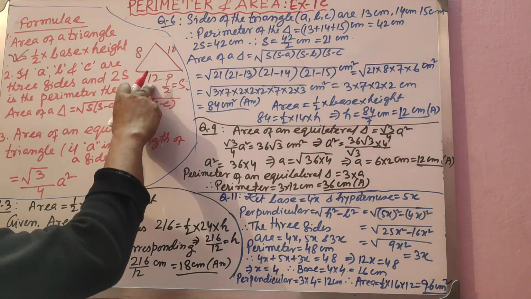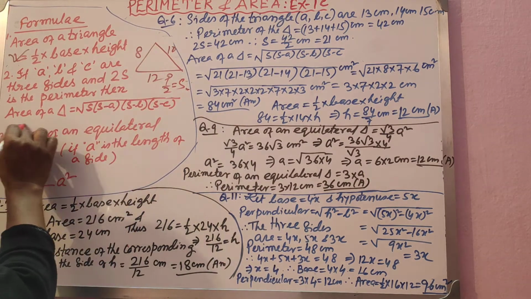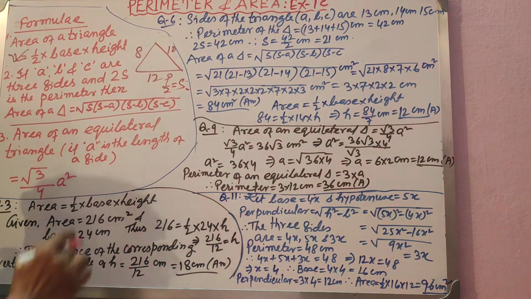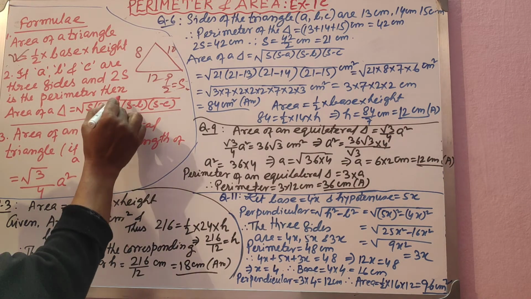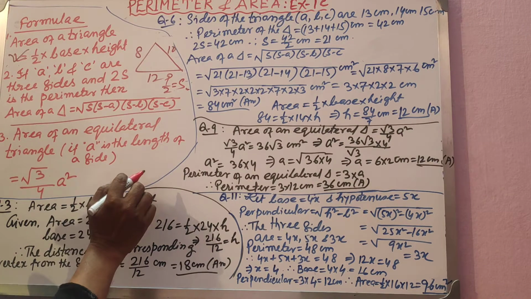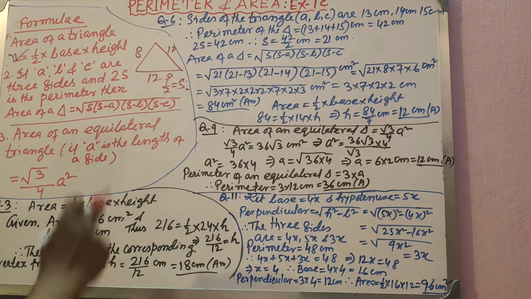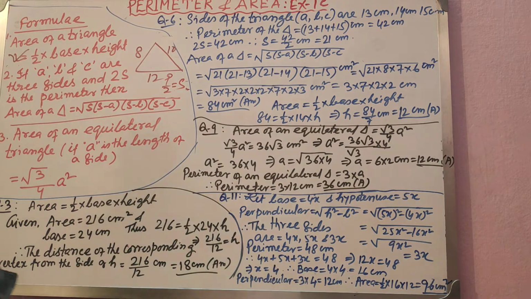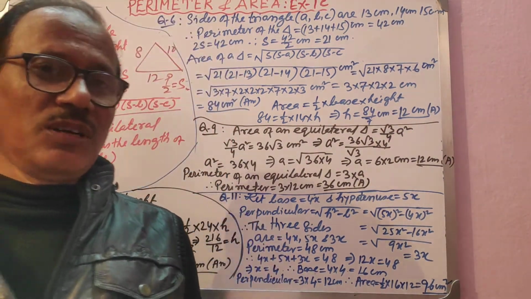This is side A, this is B, this is C. Then the area of the triangle will become root over of S, that is semi-perimeter, into S minus A, into S minus B, and S minus C. Could you understand? This is Heron's theorem, where you know all the sides of a triangle and the base and height are not given to you.